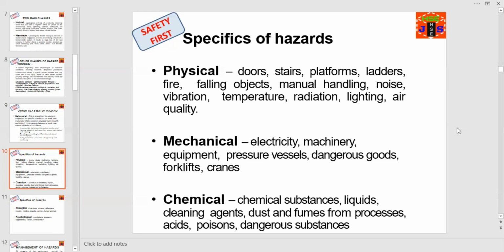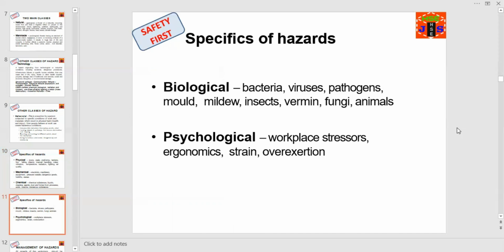While the mechanical hazards include electricity, machinery, equipment, pressure vessels, dangerous goods, forklifts, cranes, etc. Chemical hazards: chemical substances, liquids, cleaning agents, dust and fumes from processes, acids, poisons, and dangerous substances. These all are the examples of chemical hazards. What are the biological hazards?